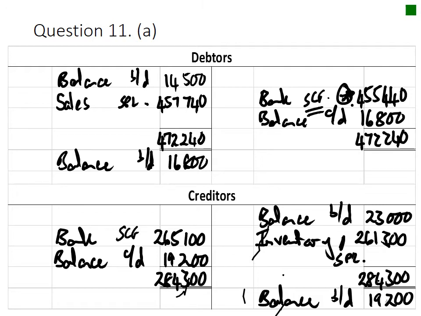So in this question, the first part of it, we had to calculate the 455,440. That was the amount that was received from customers, and the 265,100, that was the amount paid to suppliers.